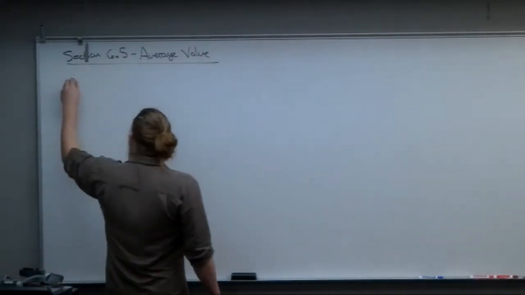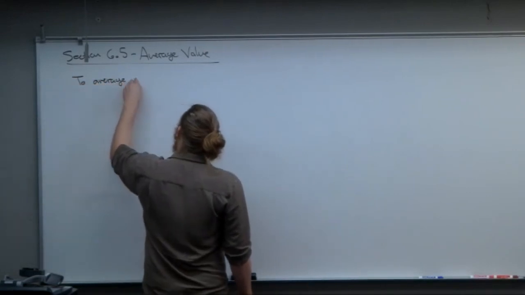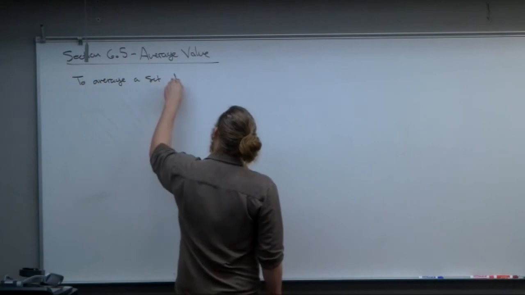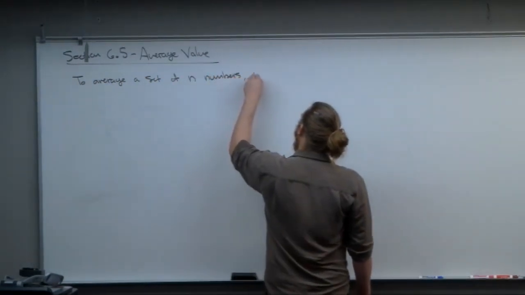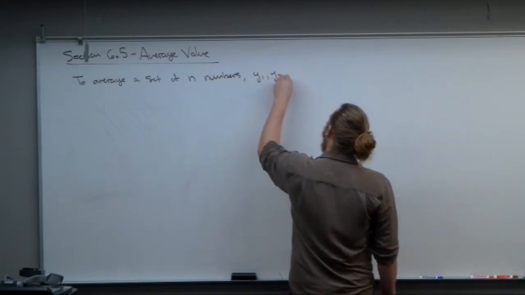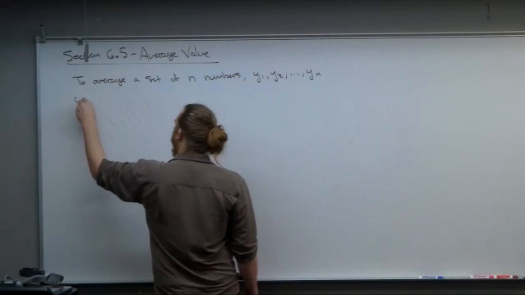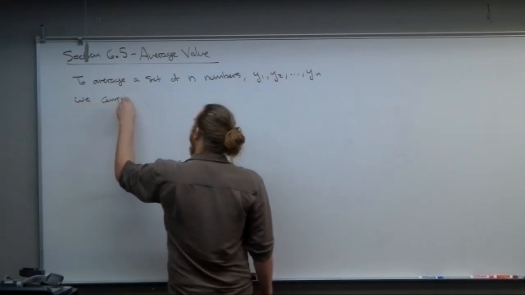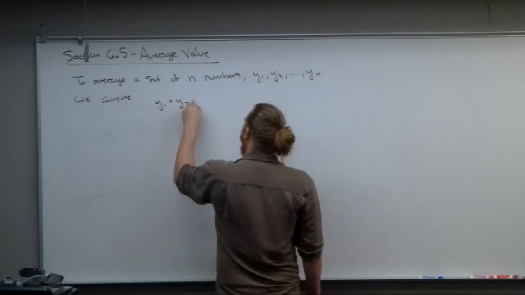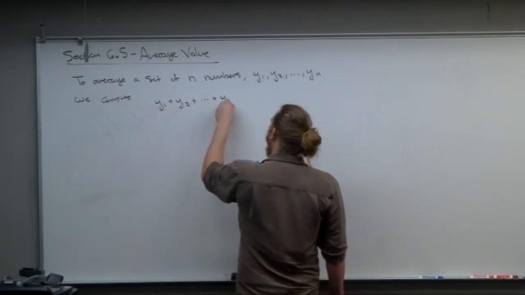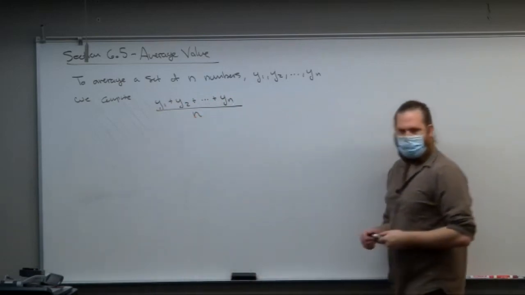You know, to average a set of n numbers, well, y1, y2, up to yn, we compute the sum y1 plus y2 plus all the way out to yn and divide by the number of numbers, which is n.